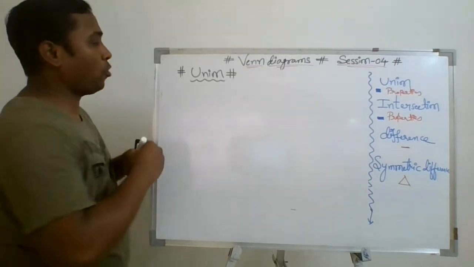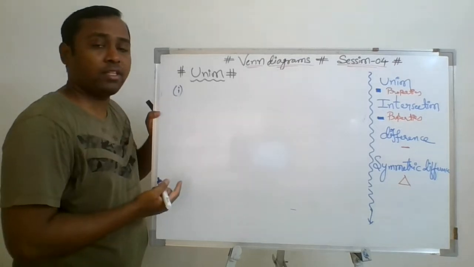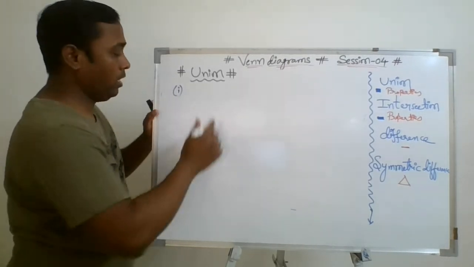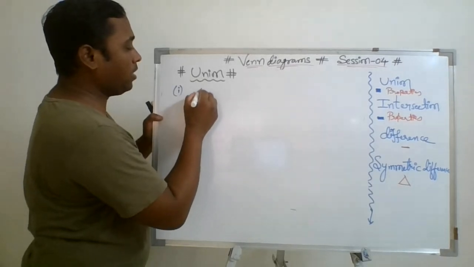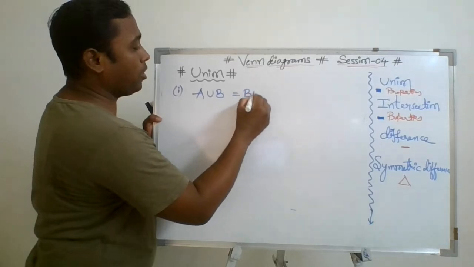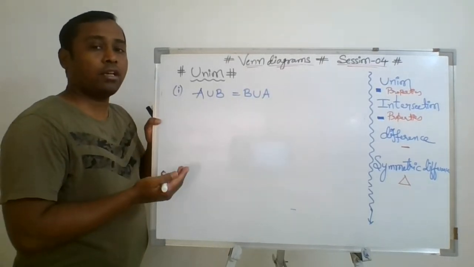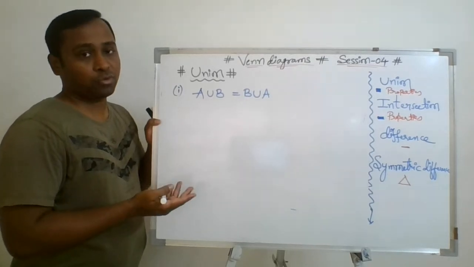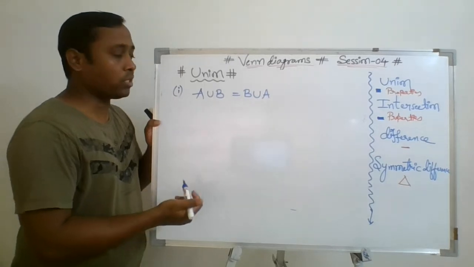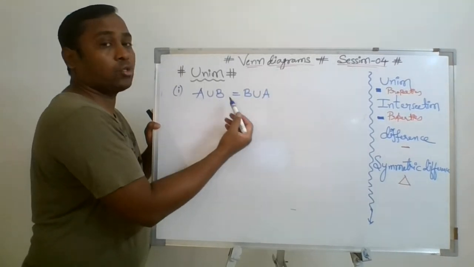I'm just listing the properties of union in a short manner. You may also verify these properties by taking the help of examples. Now I'm writing A union B is equal to B union A. Just like in addition, 2 plus 3 is always equal to 3 plus 2. While adding numbers, order is immaterial, order is not important. Similarly, while doing the union operation, order is not important.